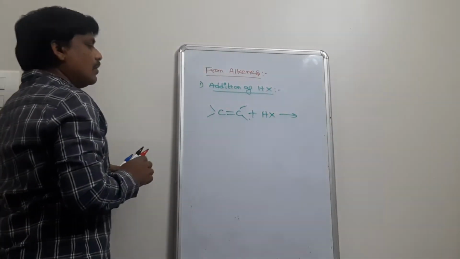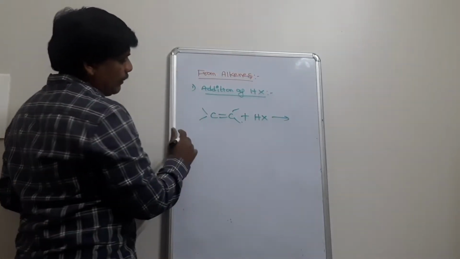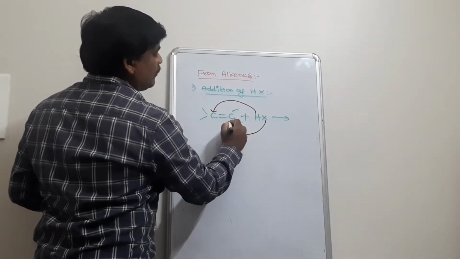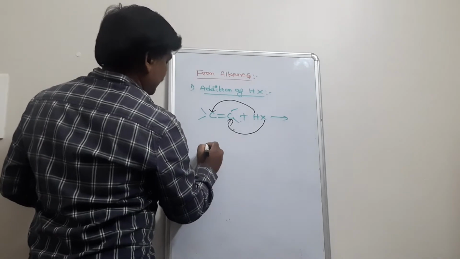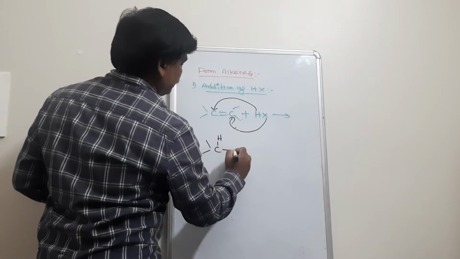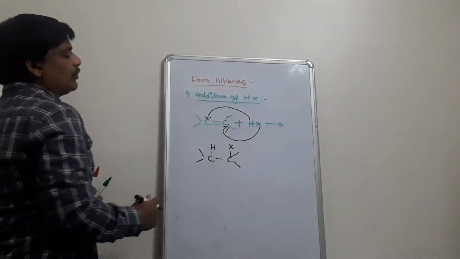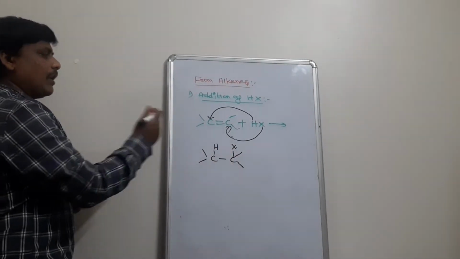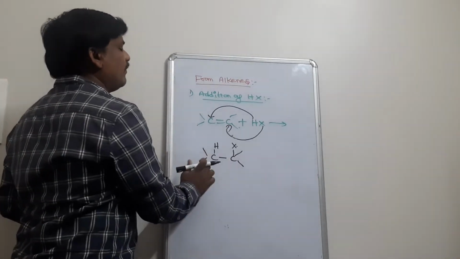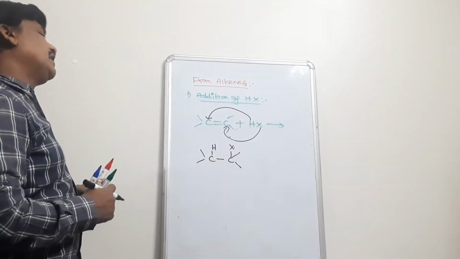What is that? In the case of alkene, we have a pi bond. So when the lysis of a pi bond takes place, one hydrogen will be added to one carbon and one halogen will be added to the other carbon. That results in the formation of R-X. So this is what you call alkyl halide. This is possible only in the case of symmetrical alkenes.